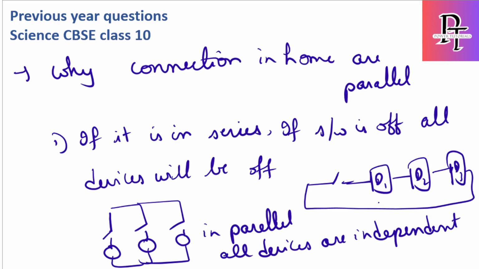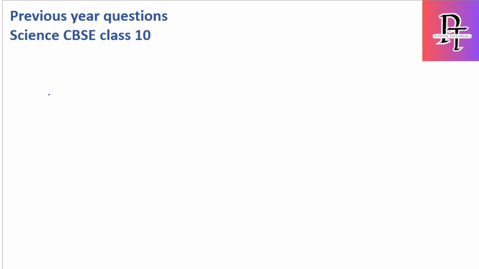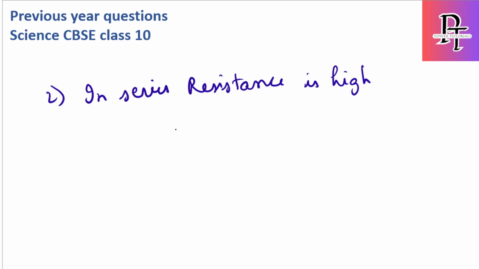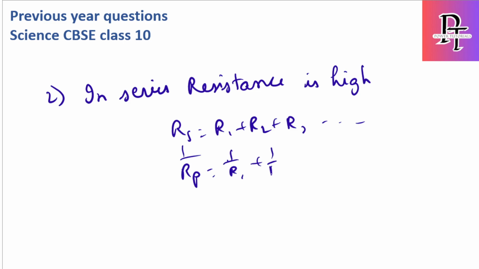Second reason, in series, resistance is high. Why? Because in series, what is the resistance formula? R series is equal to R1 plus R2 and so on. So here the resistance will increase. Whereas in parallel, it is 1 by Rp is equal to 1 by R1 plus 1 by R2 plus 1 by R3. So comparatively, here it is high, here it is low.